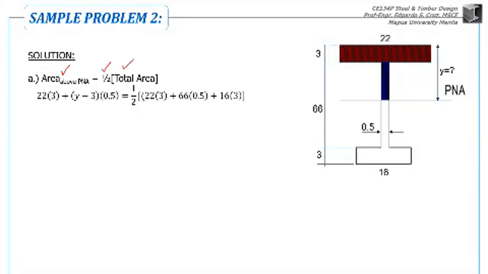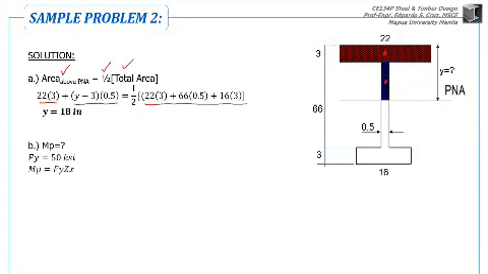So area above is area ng red rectangle tsaka kulay blue na rectangle. Ito yung area ng red, tapos ito yung area ng blue, yung web part. Tapos 1/2, ito yung total area naman. Okay, so from there, we solve for y equals 18 inches. So letter B, paano yung plastic moment?